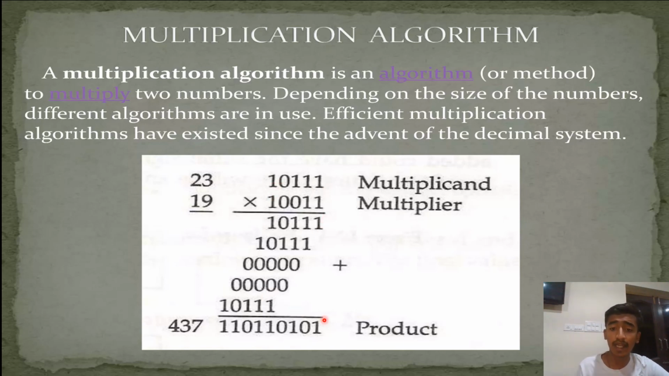So now we can add using the binary addition rule. 1 plus 1 is equal to 0 and carry over 1. Similarly, 1 plus 1 plus 1 is 1 and carry over 1. So we have used this concept of binary addition to add these partial products. Now we can go to the next slide.